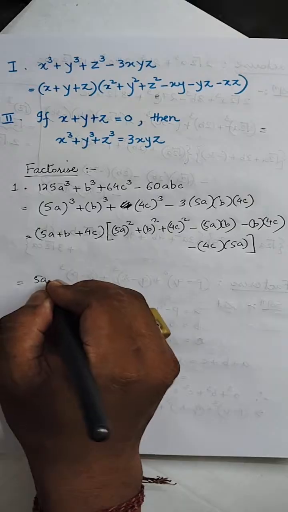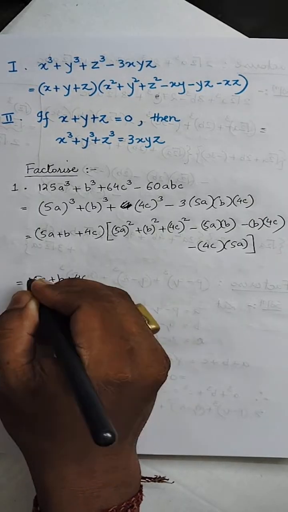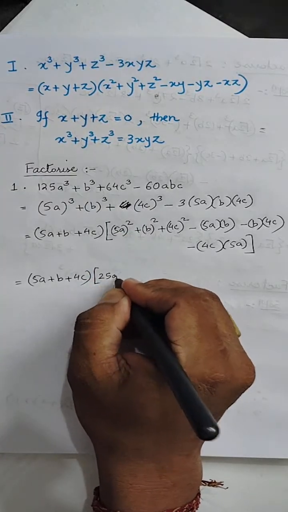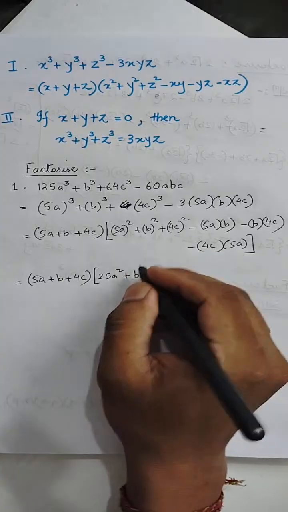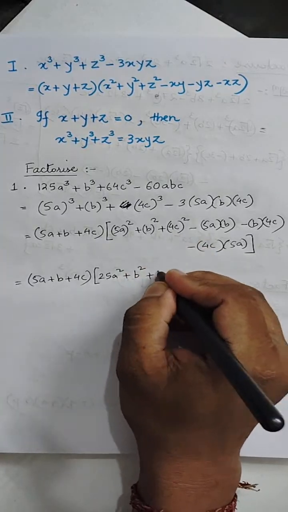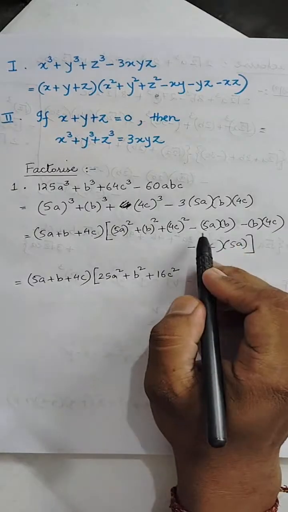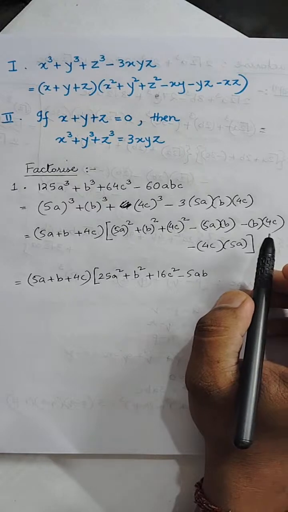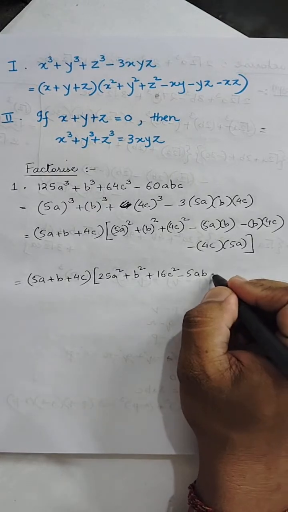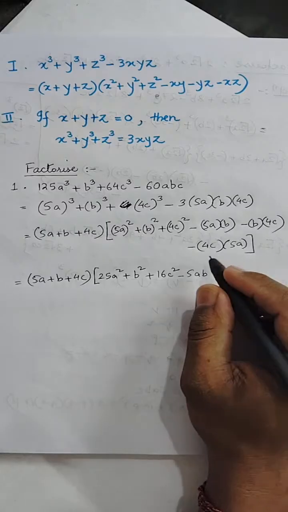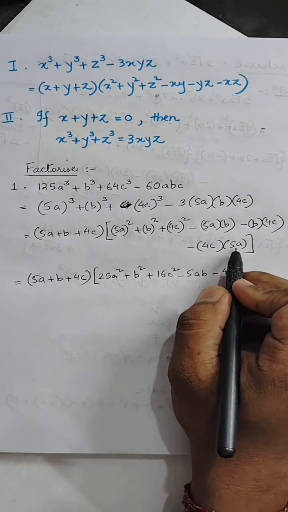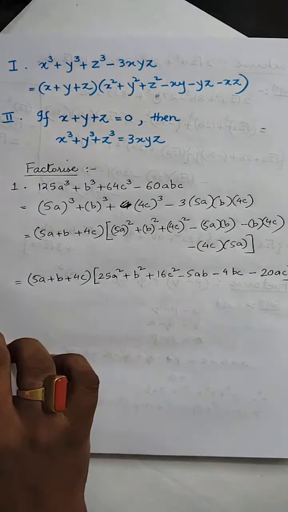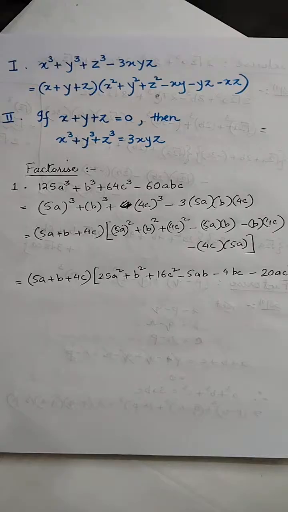So this will be 5a plus b plus 4c. 5a whole square is 25a square plus b whole square is b square. 4c whole square is 16c square. 5a into b is 5ab, so this is minus 5ab. Minus b into 4c is minus 4bc, and 4c and 5a, so this is minus 20ac or ca, whatever. So this is our answer.